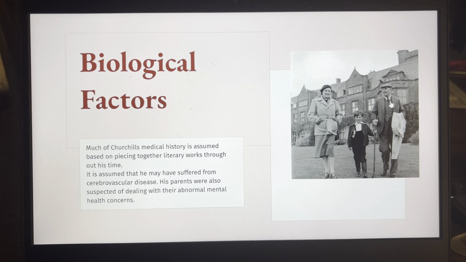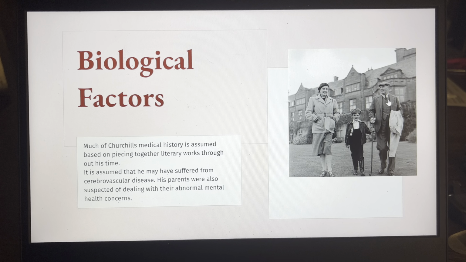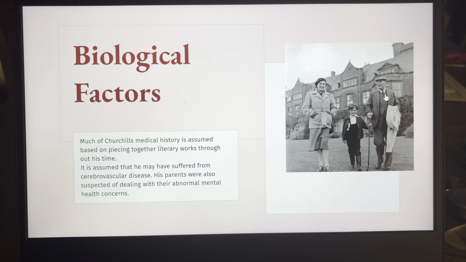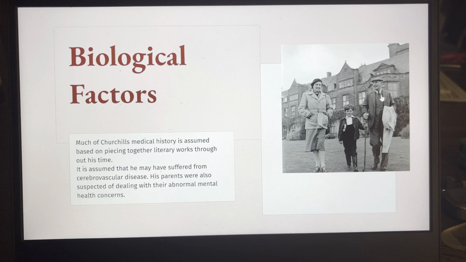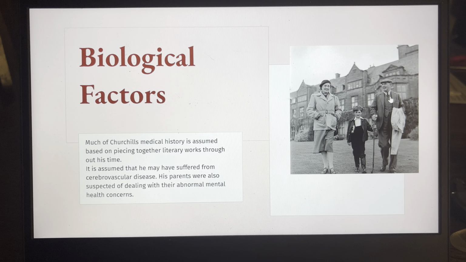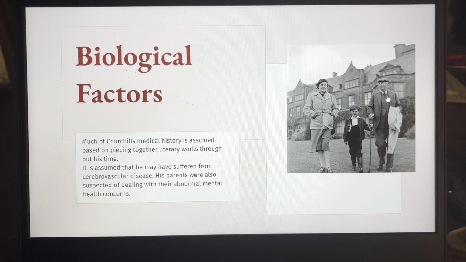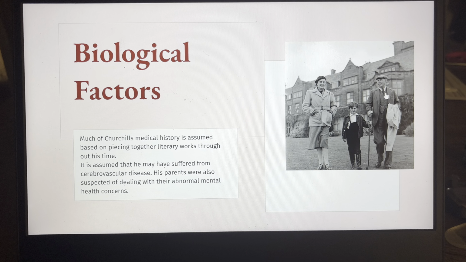It's also rumored that his parents were suspected of dealing with their own abnormal mental health concerns. There isn't a lot of research out there regarding his mother and his father specifically. However, his mother and his father are spoken about in passing a lot throughout the different works that Churchill is featured in, and they were rumored to have dealt with their own personal mood swings and difficulties regulating their emotions.